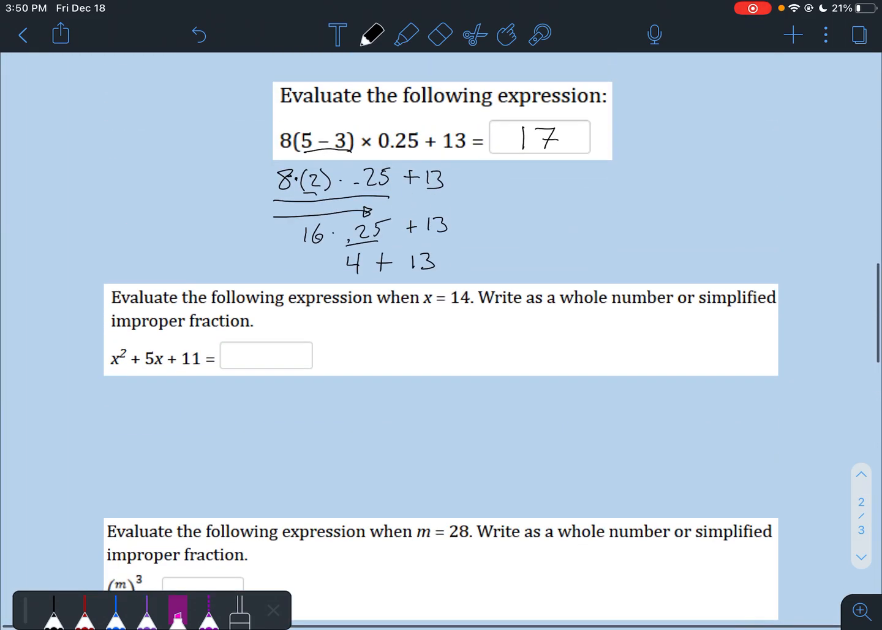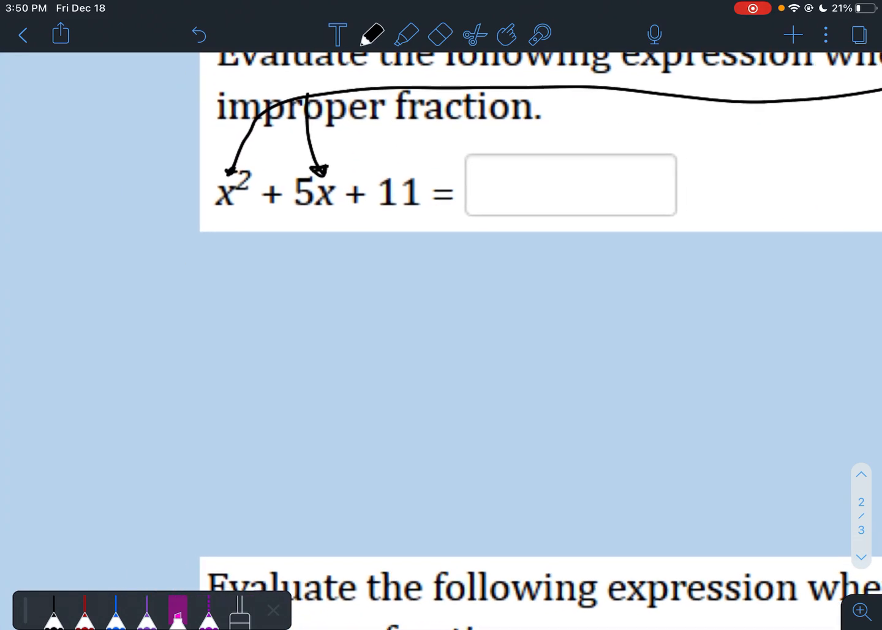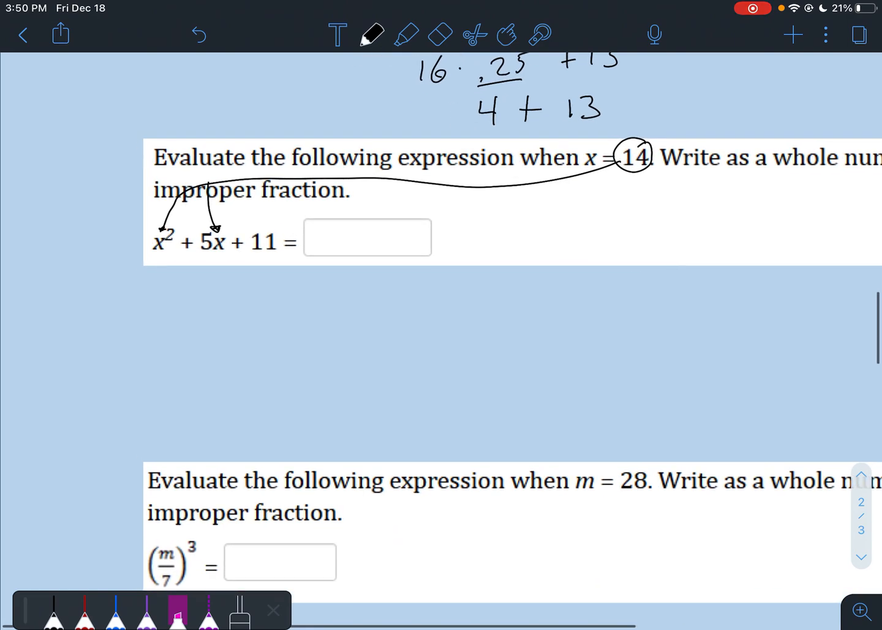Now, last piece that we're going to talk about here is evaluating. So anytime you're given a situation like this, evaluate the expression when x equals 14. Evaluating, we're taking this number and we're plugging it in wherever there is an x. Now, notice in this situation, we've done a few problems like these before, but never with a square. But anyway, anywhere there's an x, you put a 14. So 14, and use parentheses when you plug it in.